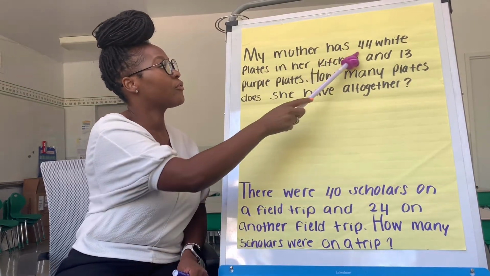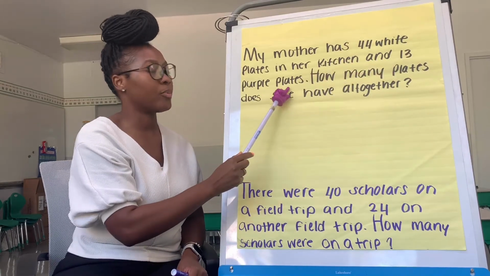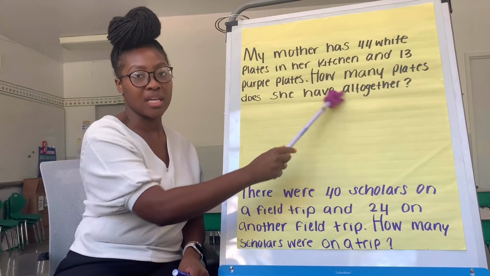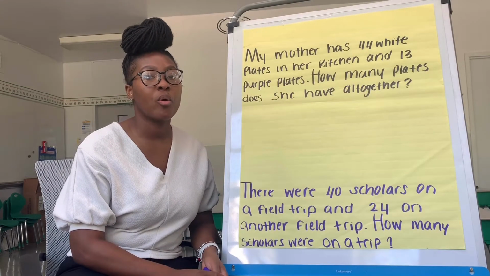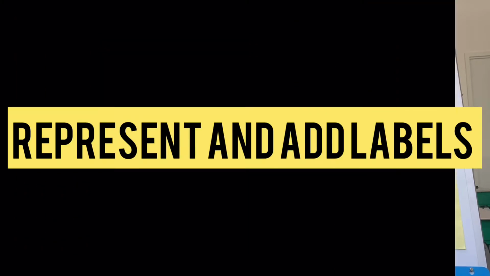My mother has 44 white plates in her kitchen and 13 purple plates. How many plates does she have all together? Go ahead and represent using your part whole box. Then we're gonna come back and you're gonna tell me how did you represent and why.